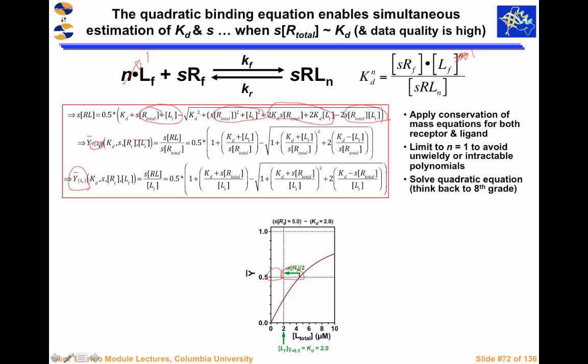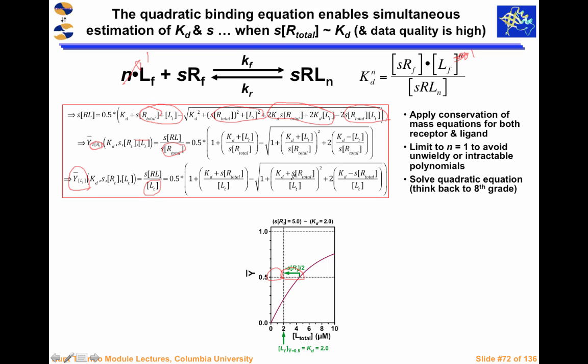It doesn't matter. But when we go to fractional saturation, if we're looking at fractional saturation of a receptor, we have to divide through by SRT. If we're looking at fractional saturation of ligand, we have to divide through by LT. In either case, we start with this quadratic binding equation, but divide through to get a fractional saturation equation. To get an equation showing the fractional saturation of receptor as a function of total ligand, we have to divide through by SRT. To get an equation giving fractional saturation of ligand as a function of receptor, we have to divide through by LT.